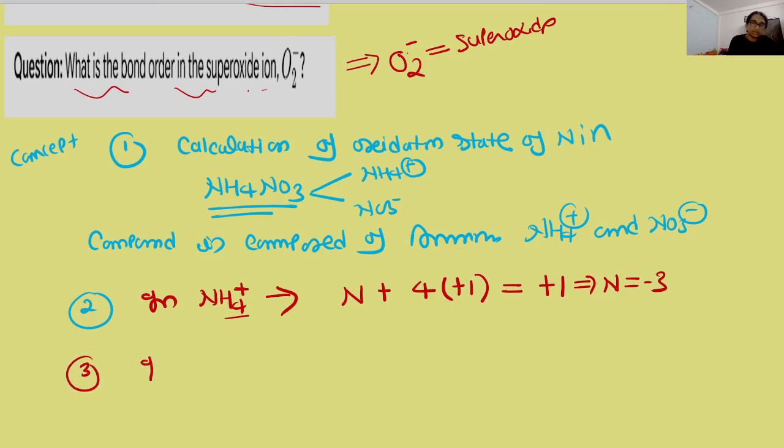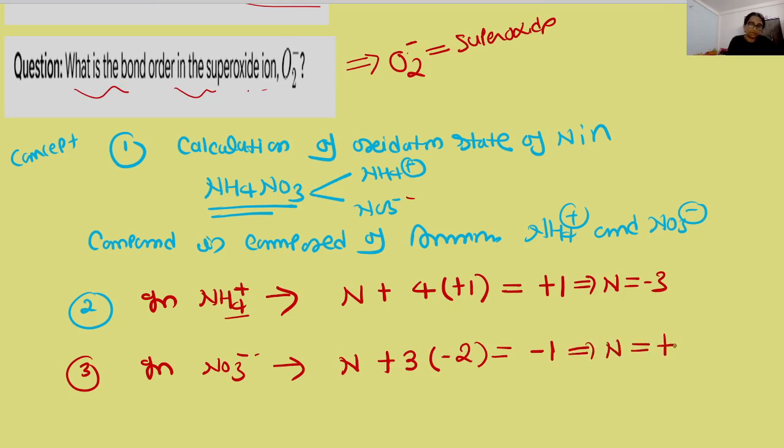Now the second component is NO3 negative. Again write nitrogen plus the total number of oxygen, which is 3, times minus 2, and the charge is minus 1. So N plus 3 times minus 2 is equal to minus 1, which means N is equal to plus 5.